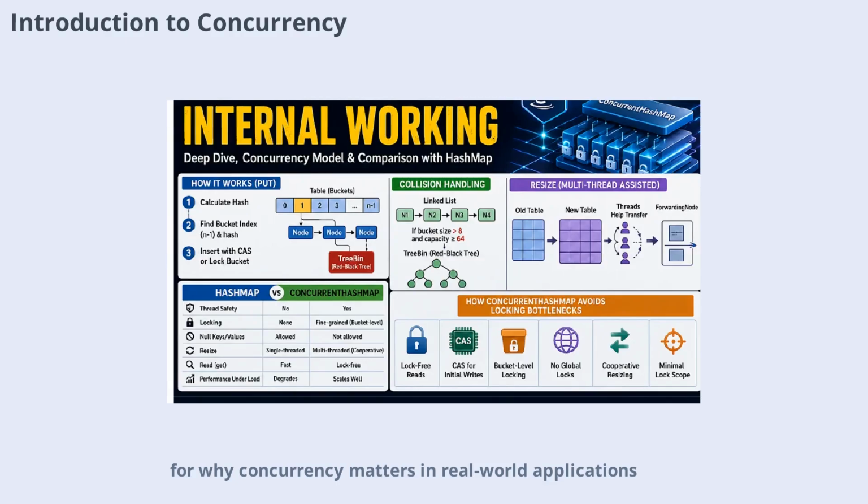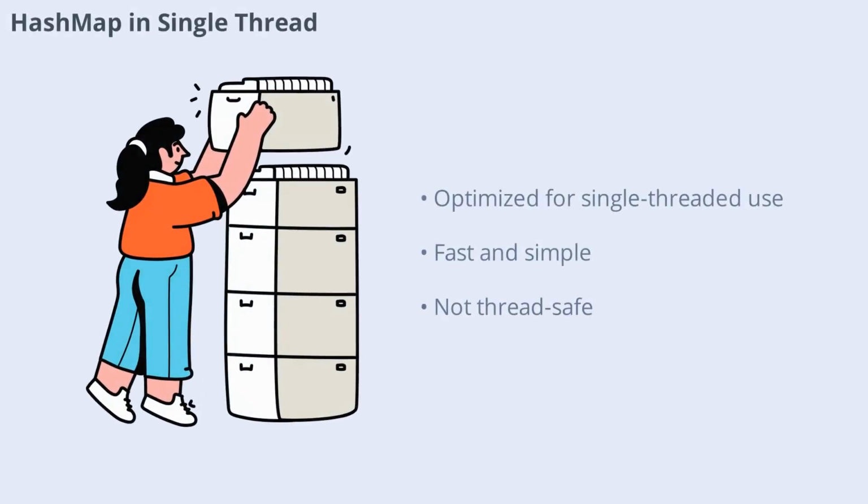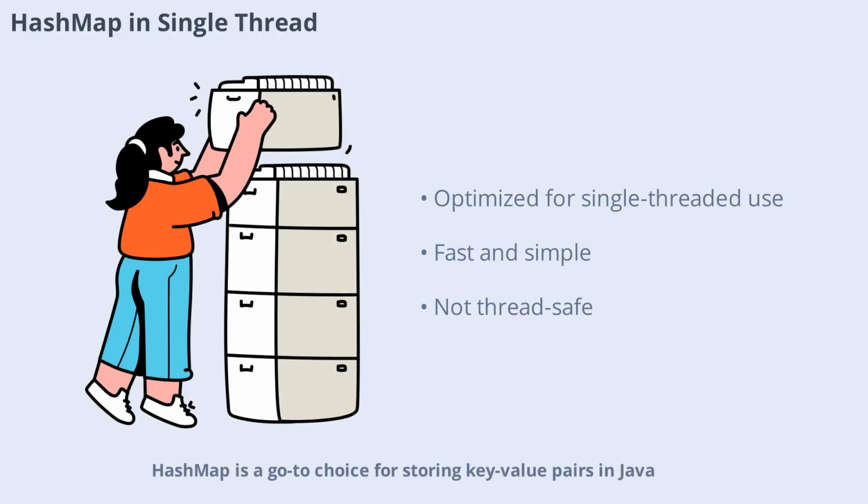Let's start by setting the stage for why concurrency matters in real-world applications. HashMap is a go-to choice for storing key-value pairs in Java, especially when only one thread is accessing it at a time. Its design is optimized for speed and simplicity, making it perfect for single-threaded applications. However, as soon as multiple threads start interacting with the same HashMap, things can get messy. Race conditions, inconsistent data, and even application crashes can occur. This is because HashMap isn't designed to handle concurrent modifications, which is a common requirement in today's multi-core systems.